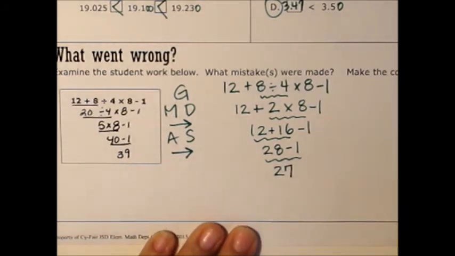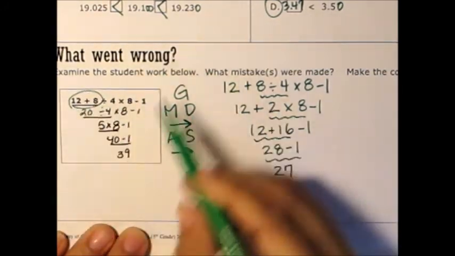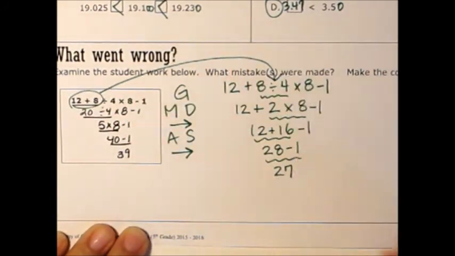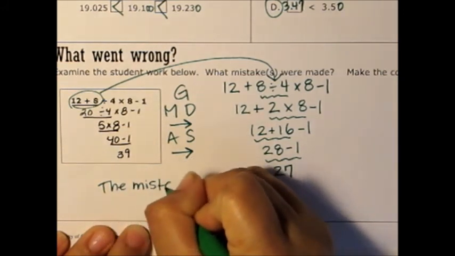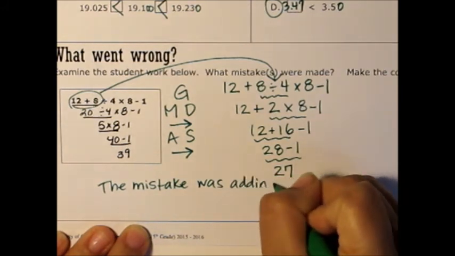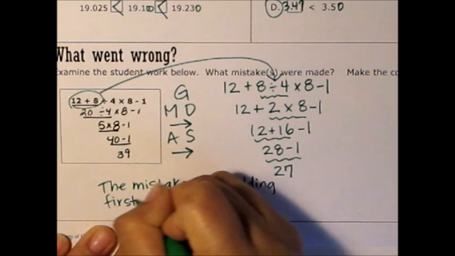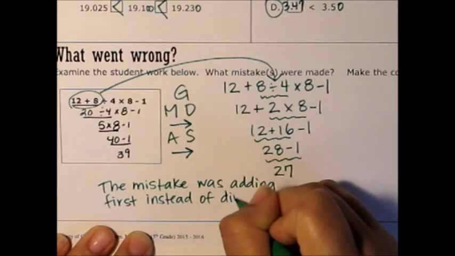Okay, that's my answer. I see over here they got to 39. What did they do wrong? Okay, they added first. See this? What did we do? We followed the correct order of operations and we divided first. So if I were to answer in a complete sentence, what mistake was made? The mistake was adding first instead of dividing.